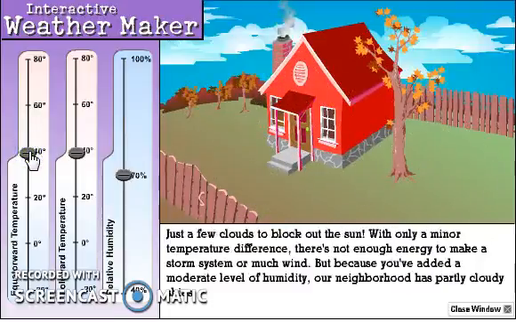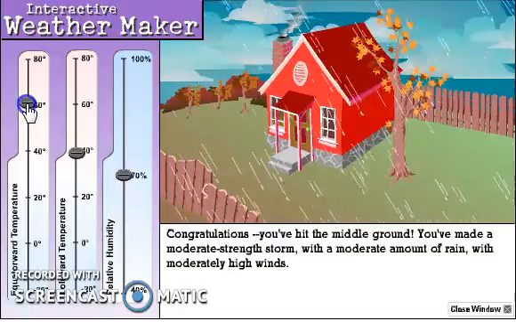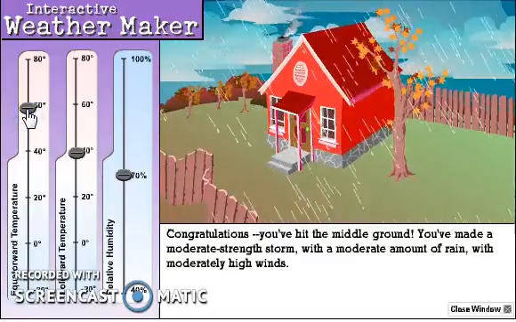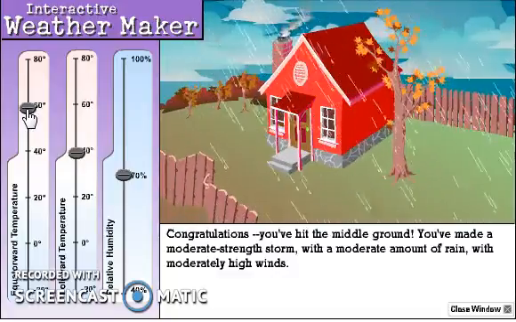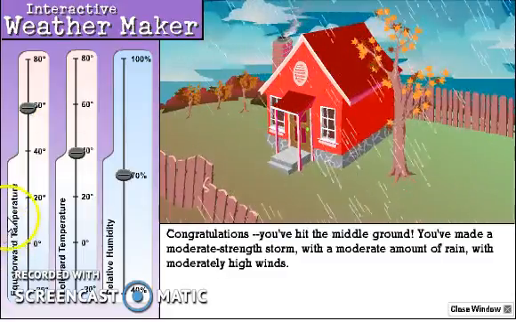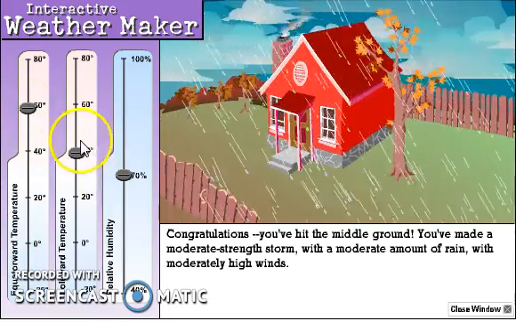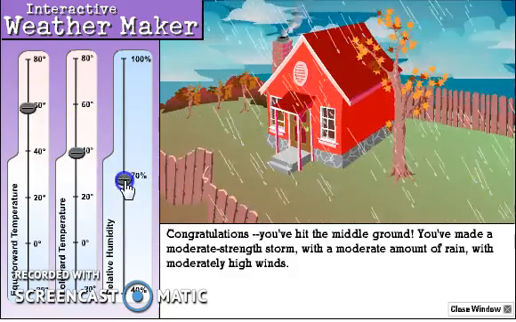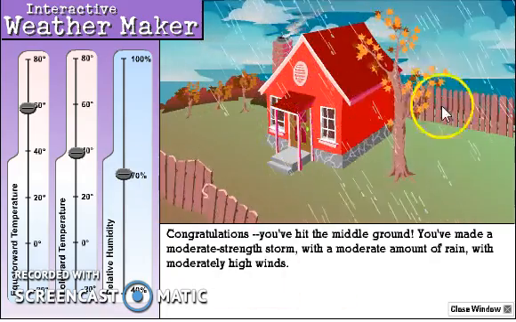Okay, so because I'm focused on equator ward temperature, I'm going to only move this switch right now. I'm going to go ahead and move it up just to see what changes are made. There I can say that I have made it windier and that there is more rain. So for my data entry, I would record the equator ward temperature as 60 degrees, the pole ward temperature as 40 degrees, the humidity as 70 degrees, and then I would also write a small description about what is going on in the picture.